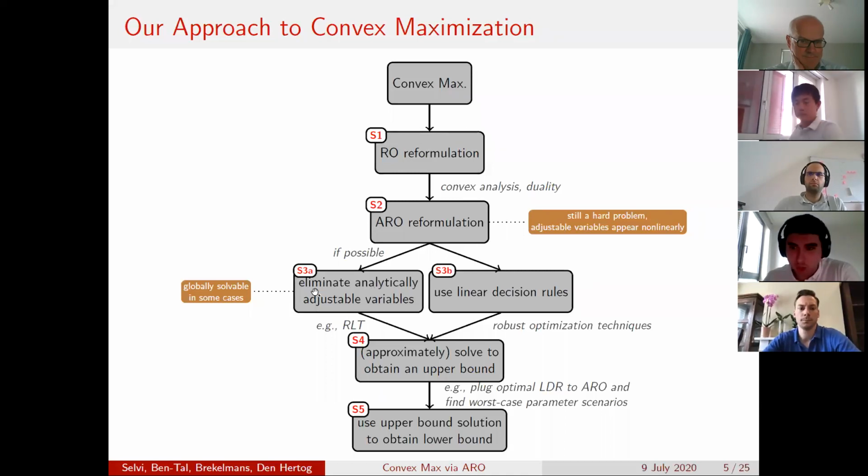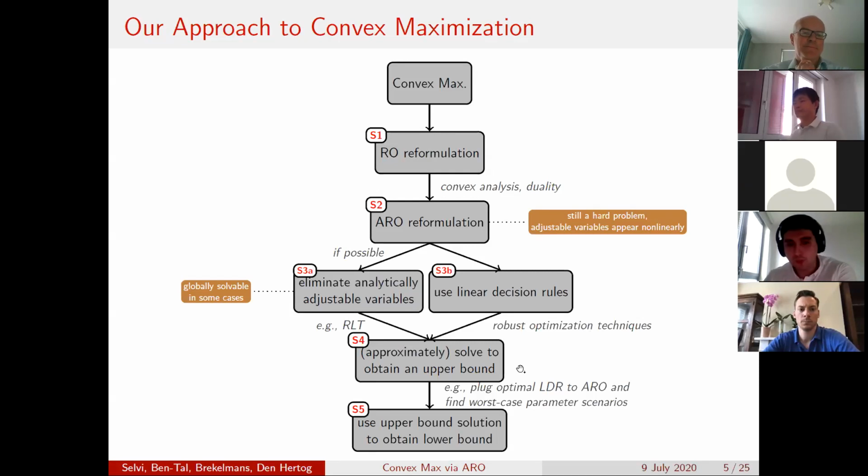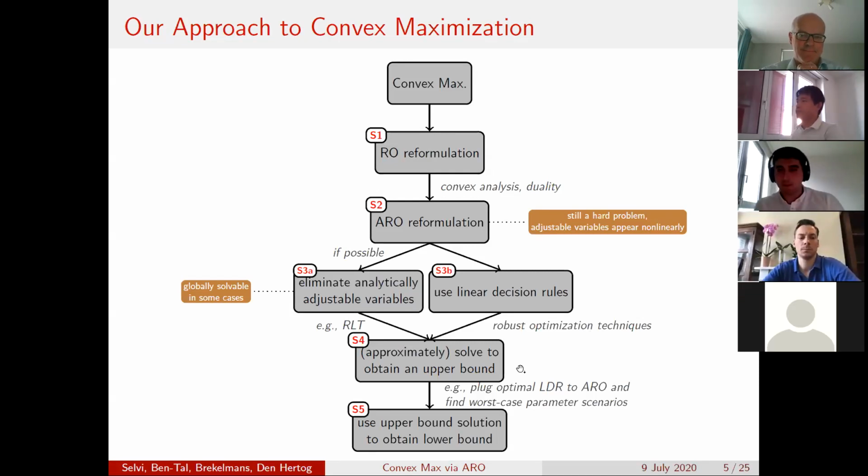So if possible at all, we eliminate the adjustable variables analytically. So in these cases, we can find the optimal decision rules. And if it's not possible, we show that we can use linear decision rules to relax the problem. And now that we don't have the adjustable variables after step 3 anymore, in step 4, we derive an upper bound approximation problem to the convex maximization problem. But this is a safe approximation of the ARO constraints. And then by using the literature on ARO, we find a good lower bound on the original problem by using our upper bound solution.